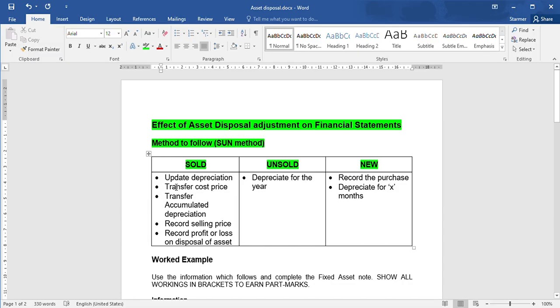Only once you finish all 5 steps must you move to the unsold asset. And this is quite a straightforward step because all you need to do for this is to depreciate it for the year. When you finish with U, you then move to N, which stands for the new asset. The first thing you need to do here is record the purchase, and then you need to depreciate it for X months, however many months you owned it from when you purchased it to the end of the financial year. Now the easiest way for me to explain this work to you is to work through a worked example, which is what I'm going to do now.